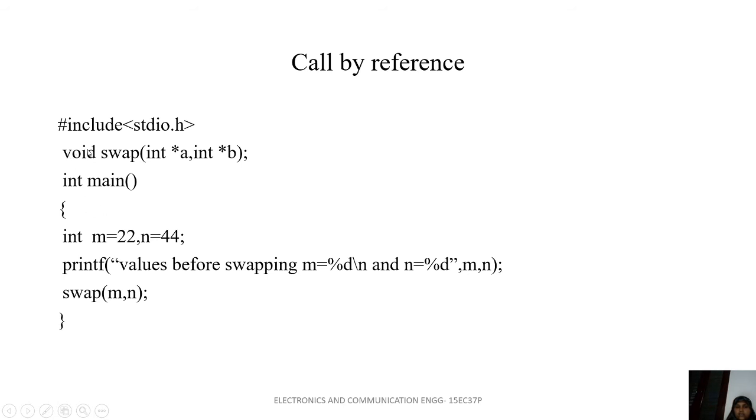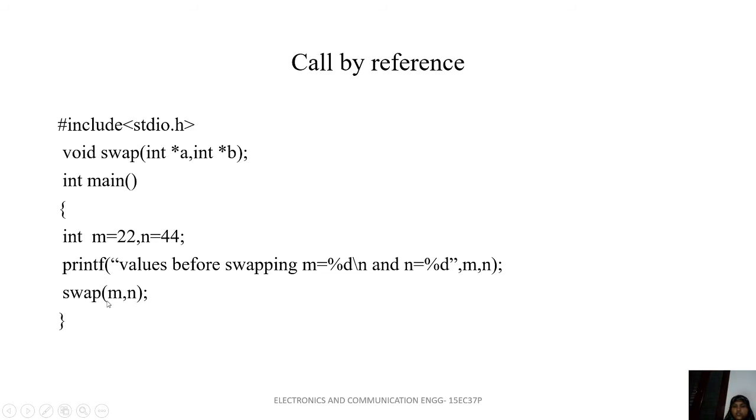And here also we are using the return type as void, because the called function is not going to return any value to the calling program. The program begins with int main. As usual, two variables are declared with initial values 22 and 44. Values before swapping: m is 22 and n is 44, and we are calling a function here. This is the function declared and this is the function call.